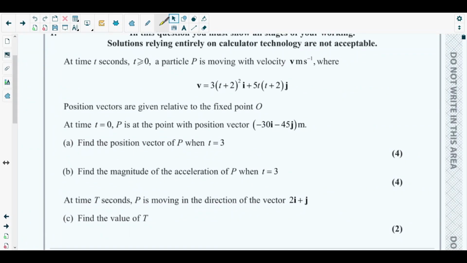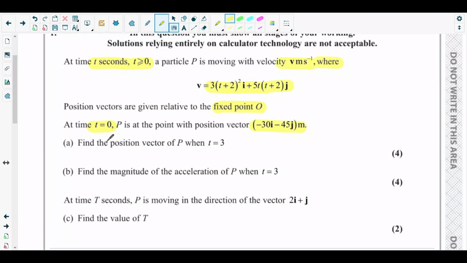Okay, so here the question says, at time t seconds, where t is greater than or equal to 0, a particle P is moving with velocity v meters per second, where the velocity vector v is given as 3 times (t plus 2) whole squared i plus 5t times (t plus 2) j. Position vectors are given relative to the fixed origin O. At time t equals 0, P is at the point with position vector negative 30i, negative 45j meters.